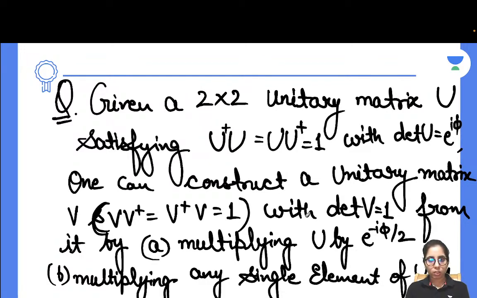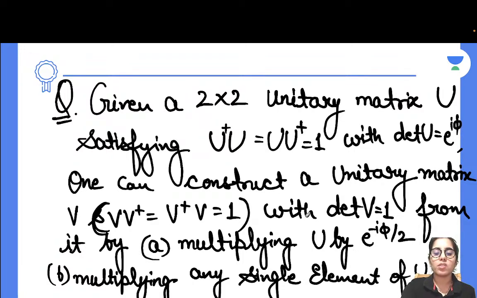Let me tell everyone, even those who are not getting the answer, how they will do it. Given a 2 by 2 unitary matrix U satisfying U dagger U is equal to U dagger is equal to 1, with determinant of U is equal to e to the power iota phi, one can construct a unitary matrix V such that V dagger V is equal to 1, with determinant of V is equal to 1, from it. So how can we construct it from the U matrix? Okay, so let's consider the steps for that.